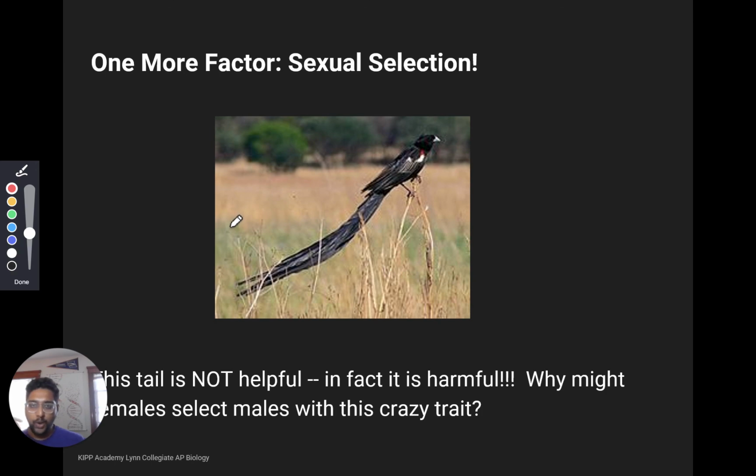Now, one issue that we have with this is that the tail is actually not helpful for them. It's in fact quite harmful, because it's easy for predators to see the willow birds with a longer tail, but females still like them. And that's weird, right? It's weird because if our idea of natural selection is true, the fact that we got this long tail and it makes you more vulnerable to predators would make you less likely to reproduce. And so the question is, why does that happen?